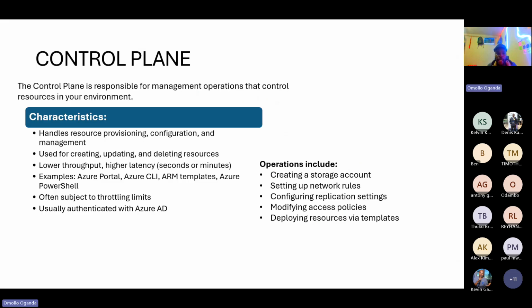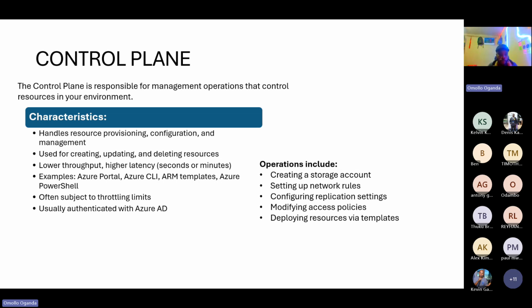Now, the control plane is responsible for management operations that control resources in your environment. So what are some of the features of the control plane? It handles resource provisioning and configuration, and even management. It is used to create, update, and delete resources from your cloud. It also has lower throughput and higher latency, which means latency and throughput are always measured in terms of seconds and minutes.